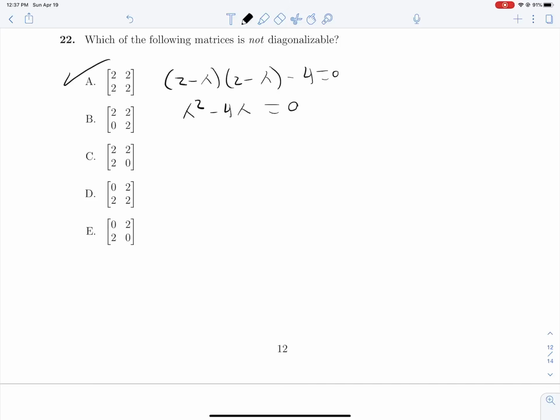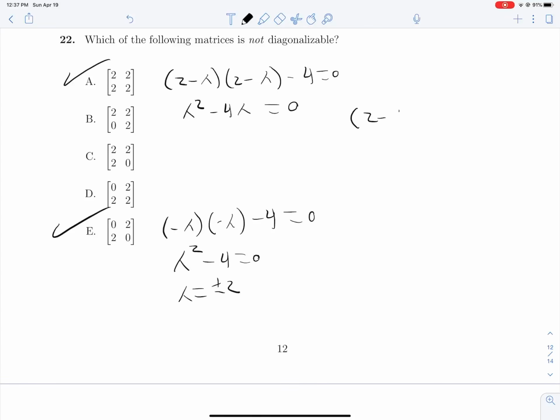Skipping around, let's see if I can find the one that isn't. E looks promising, because if we find our eigenvalues here, we'll have negative lambda times negative lambda minus 4 is equal to 0, or lambda squared minus 4 is equal to 0. And no, I was slightly off there, because this will give us lambda is equal to plus or minus 2. Two eigenvalues means two eigenvectors, so that is perfectly fine. B, however, no, B is the real one, I'm pretty sure.